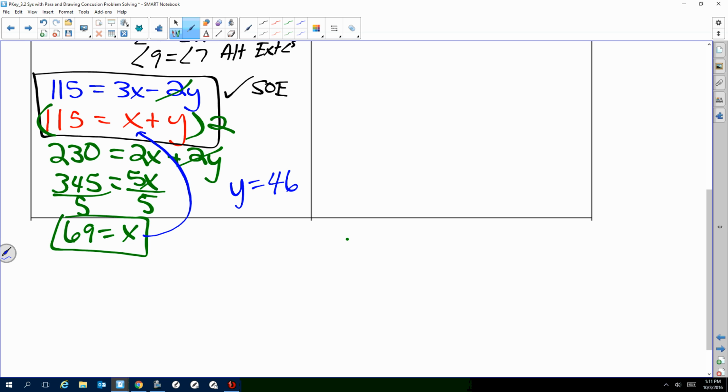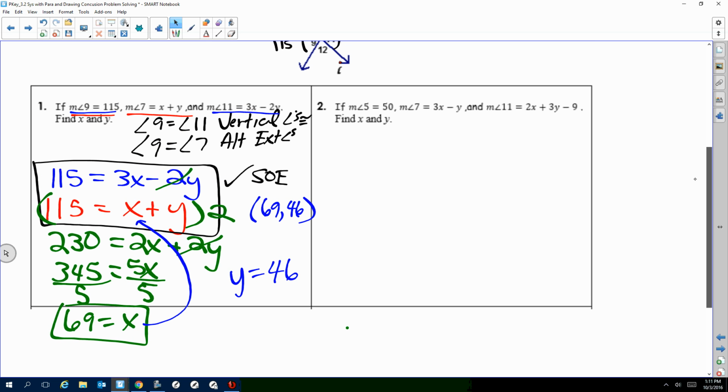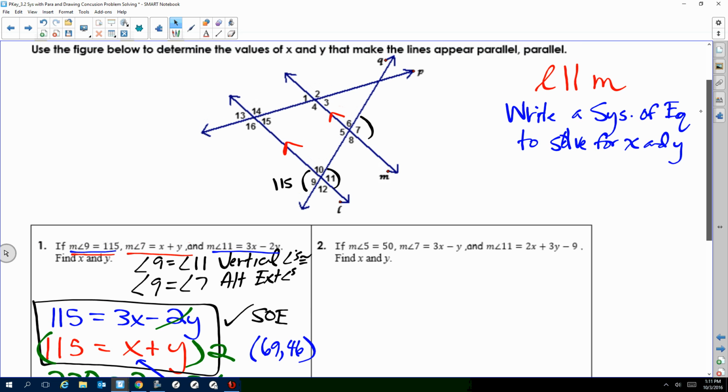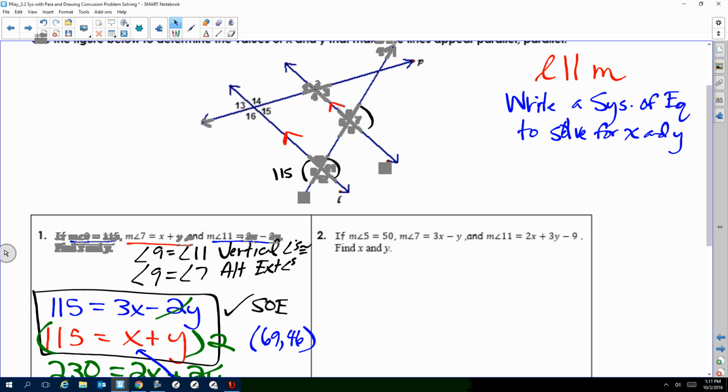Okay. So our answer, our solution. Now, we're going to work smart, not overwork here. Okay. So let's look at number 2. Same diagram. I'm going to erase this because the angle measures are changing every time. The only thing that's not changing is the lines are parallel.